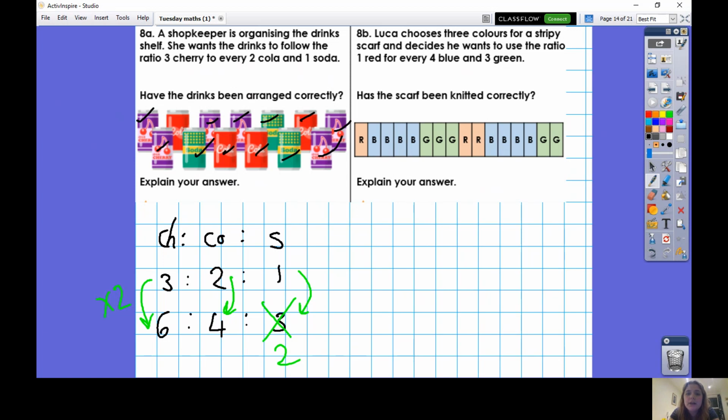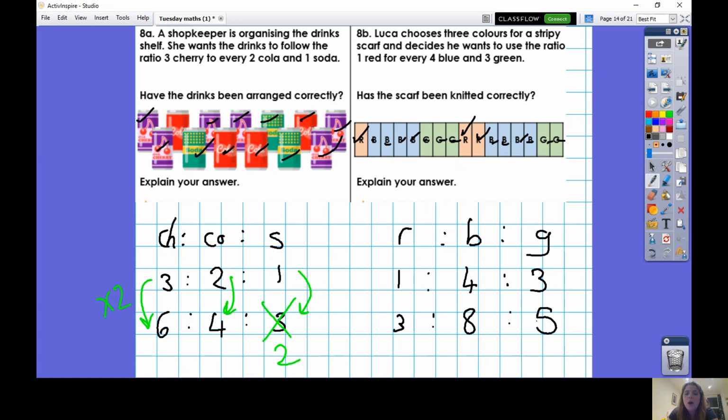So if I was doing this one then: Luca chooses 3 colours for a stripy scarf and decides he wants to use the ratio of 1 red for every 4 blue and 3 green. So that's 1 red, 4 blue and 3 green. Has this scarf been knitted correctly? Let's count up what he's got. 1, 2, 3. He's got 3 reds. How many blues has he got? 1, 2, 3, 4, 5, 6, 7, 8. He's got 8 in the blue column. Already, I'm seeing a slight issue. How many greens? 1, 2, 3, 4, 5.